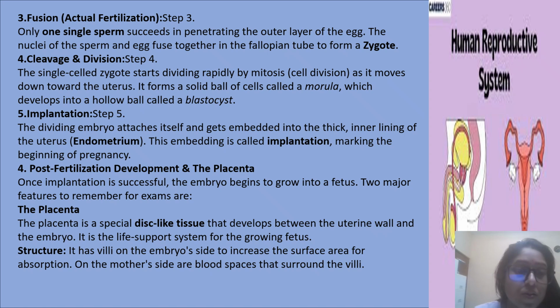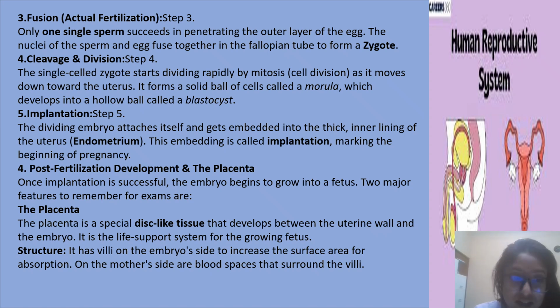Next, step 6 is post-fertilization development and the placenta. Once implantation is successful, the embryo begins to grow into a fetus. Two major features to remember for exams are the placenta. The placenta is a special disc-like structure that develops between the uterine wall and the embryo. It is the life support system for the growing fetus.